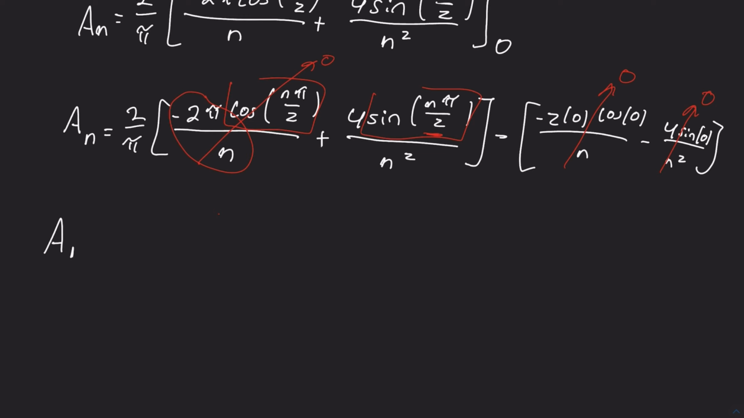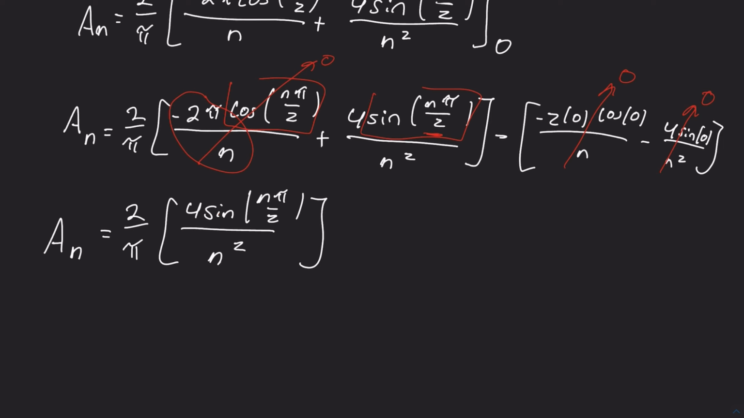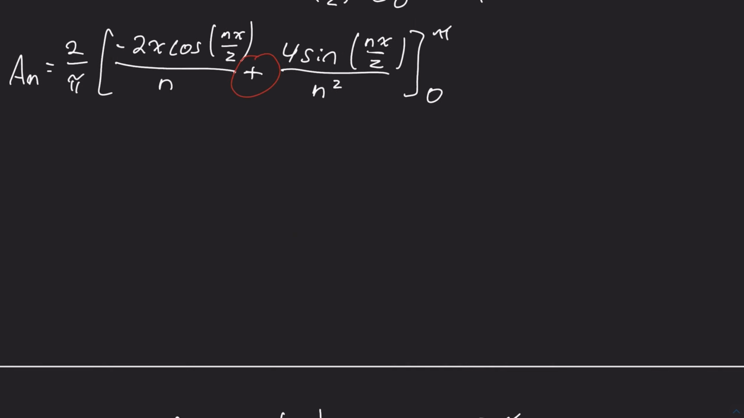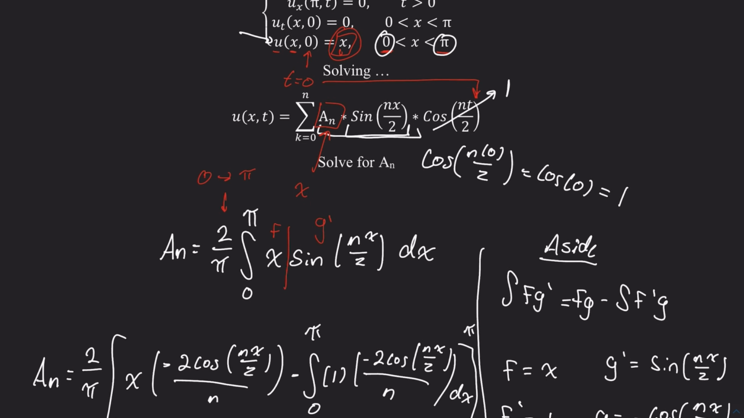Now we can solve for a sub n and simplify this a little bit more. So this is equal to 2 over pi times 4 sine of n pi over 2, and this is over n squared. And now we can put in that 2 over pi, which gives us a sub n equals 8 sine of n pi over 2 over pi n squared. And this is our solution for that coefficient up in our problem earlier, up here.